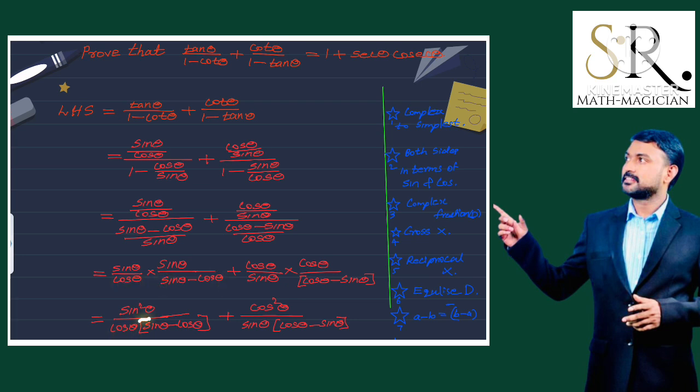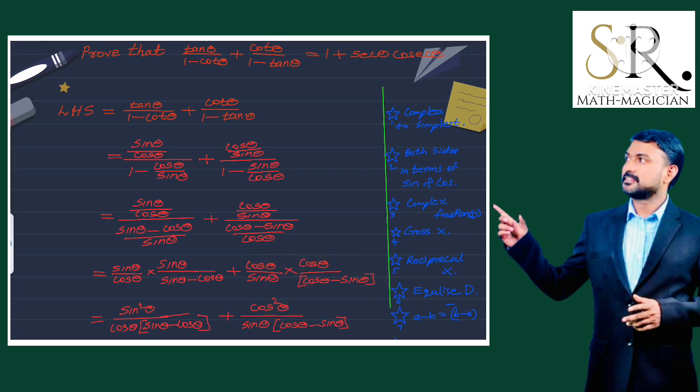Why did we use this bracket? Because we are going to multiply with the cos. Otherwise, if we don't give the bracket, it means we are multiplying only with the sine. Just leave it. What is cos into cos square theta? Sine into this bracket as it is.